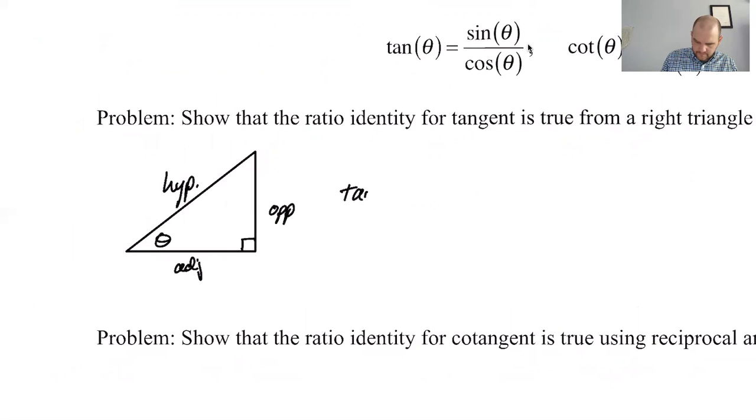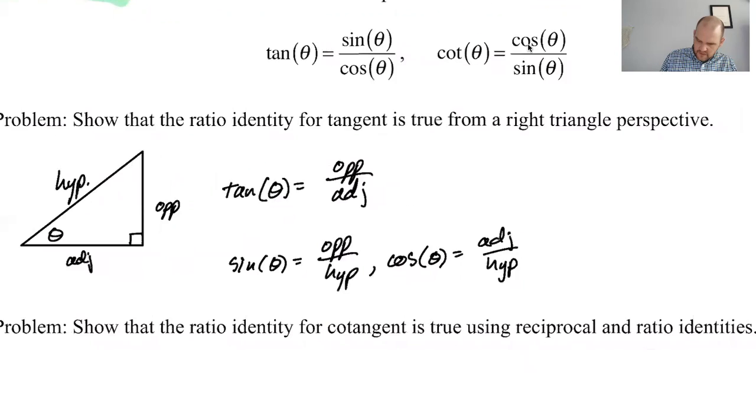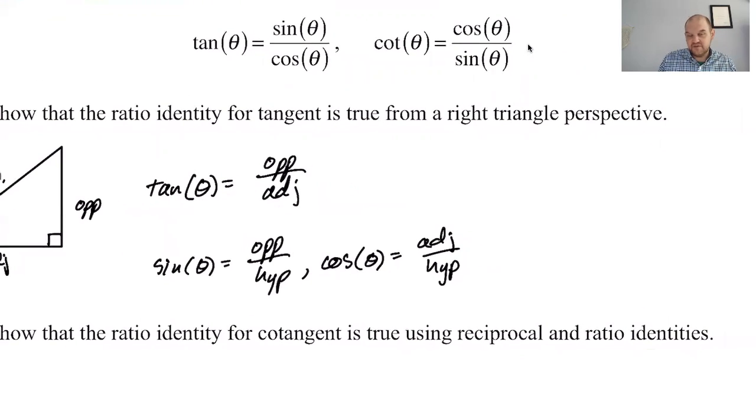So tan of theta is definitely opposite over adjacent. But then sine of theta is opposite over hypotenuse. Cosine of theta is adjacent over hypotenuse. So this is kind of like by observation, right?